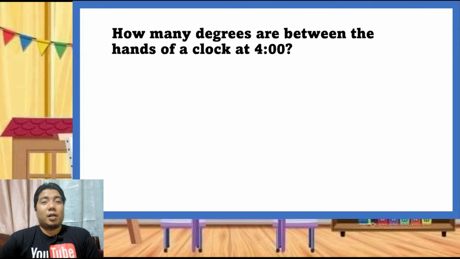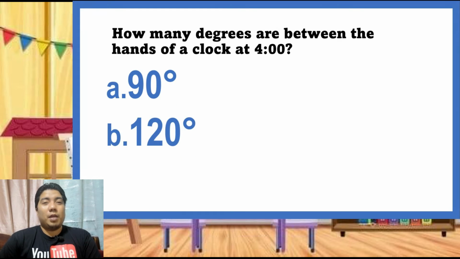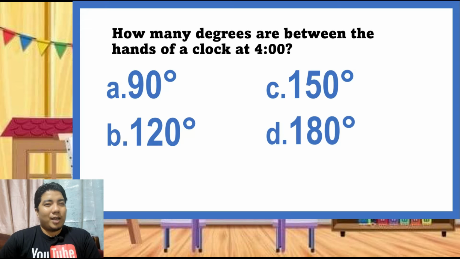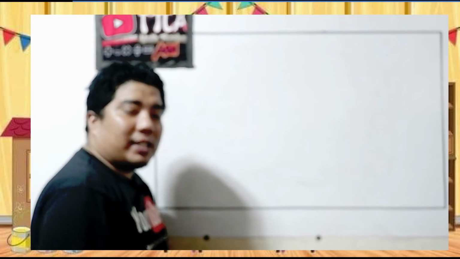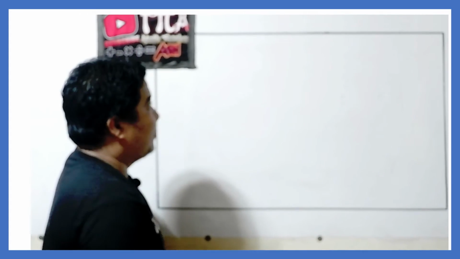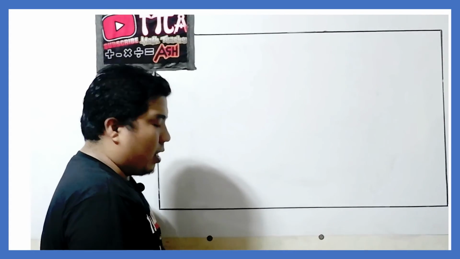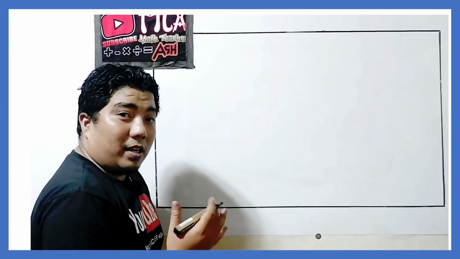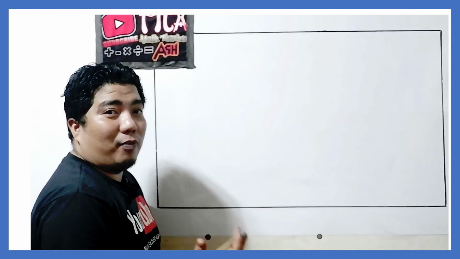How many degrees are between the hands of a clock at 4? Is it A, 90 degrees, B, 120 degrees, C, 150 degrees, or letter D, 180 degrees? Now, for this next problem, my dear math learners, we will be talking about the clock. Now, it says here, how many degrees in the time of 4 o'clock?